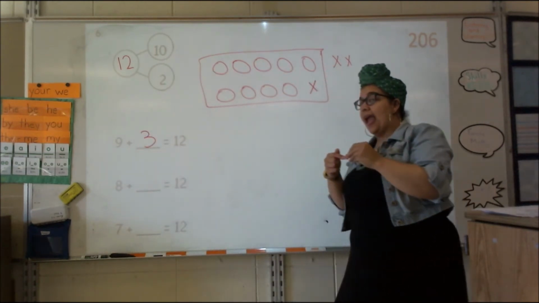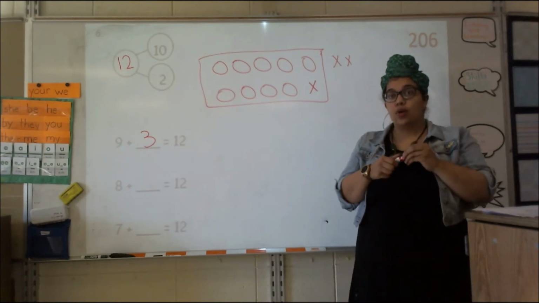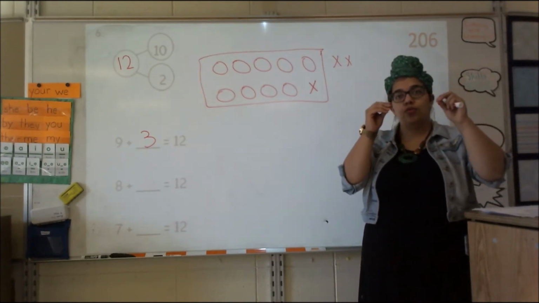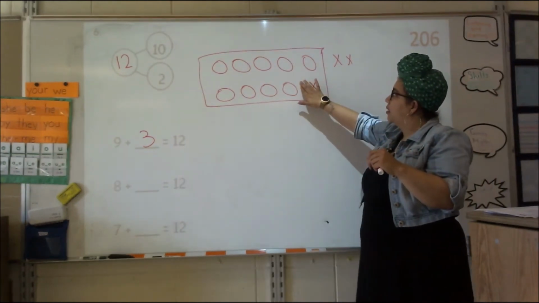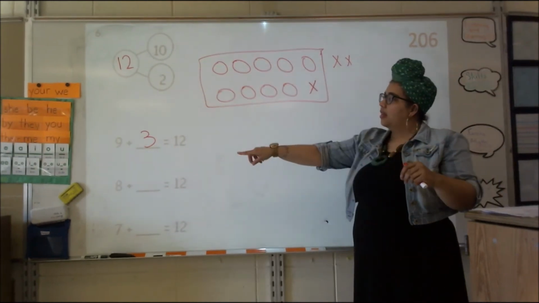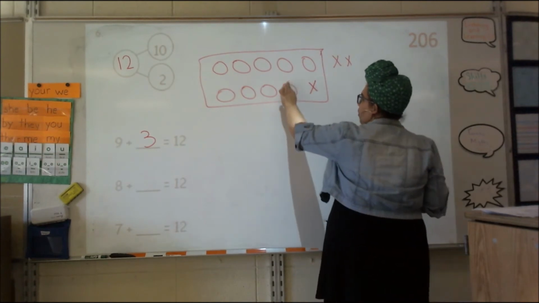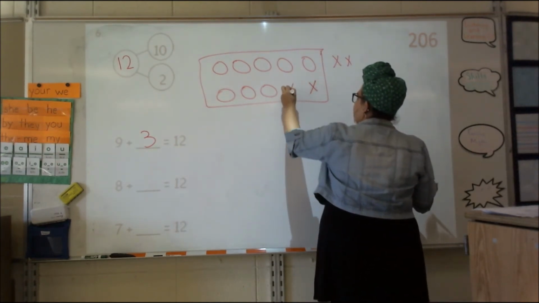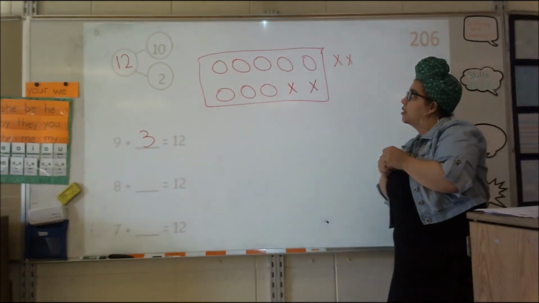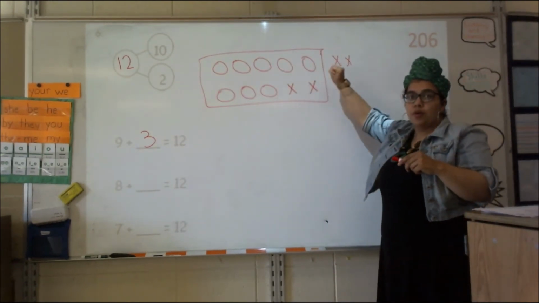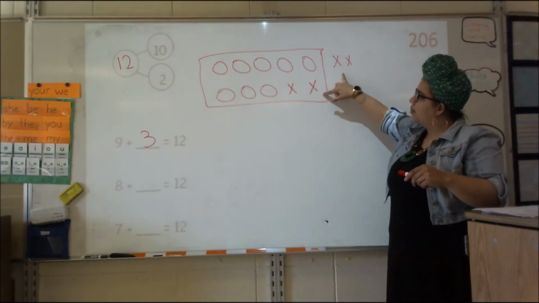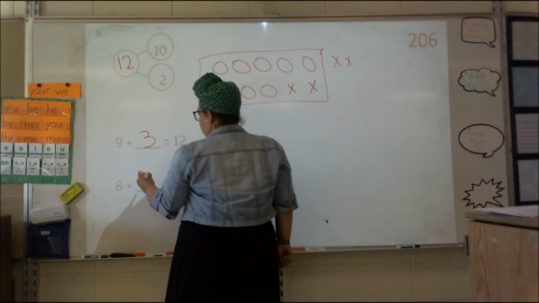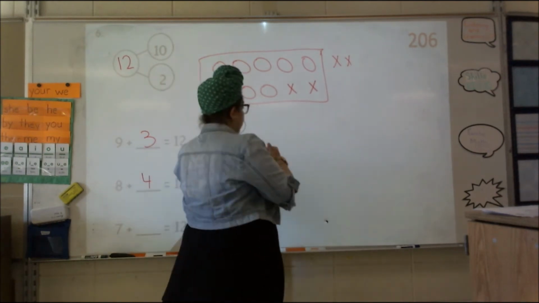What about 8 plus what is 12? How many pieces will I move? Well, right now I have 9, and I need 8. So we're going to move over one more piece. So in moving that one more piece to the x group, how many x's are there total? 4. So that means 8 plus 4 is equal to 12.